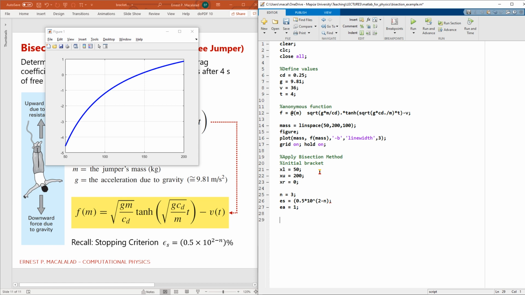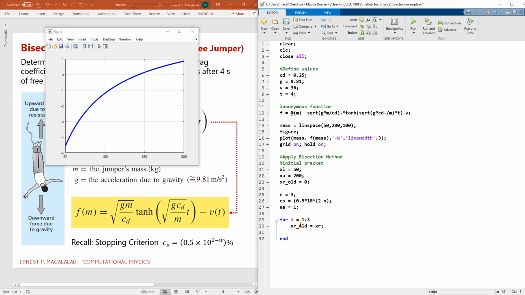Now let's first try a for loop wherein we set the number of loops. So let's say i will be 1 to 3, so let's have 3 iterations first. Now this value will be our old xr, so let's define xr old equals xr.